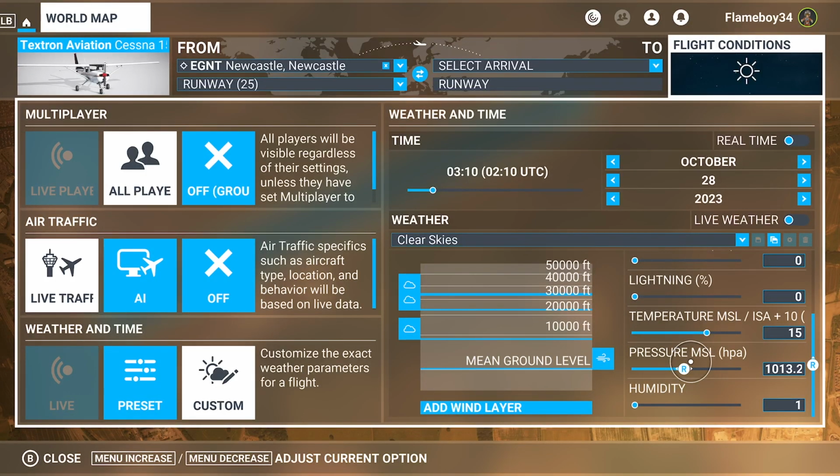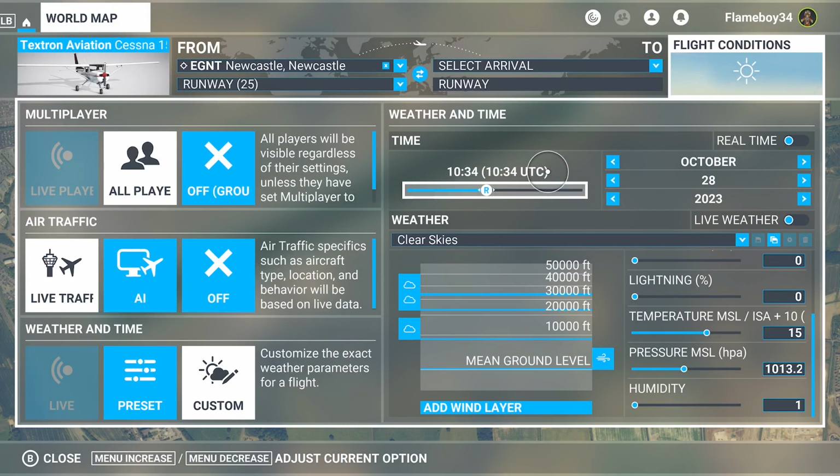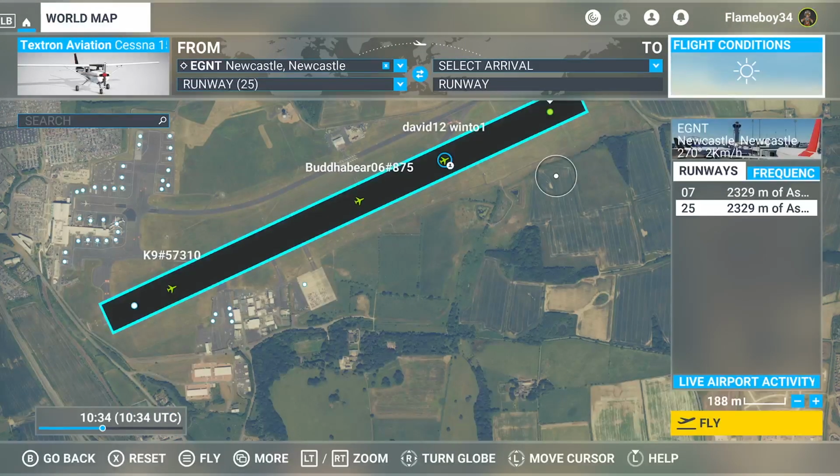So it's ISA standard. I just need to change the time because we're at 3 o'clock in the morning, so it'll be a bit dark. Okay, so there you go, same time of day. Hopefully that'll go to daytime again. Yep, we've got other players on there, but it doesn't matter, we'll just upset them.